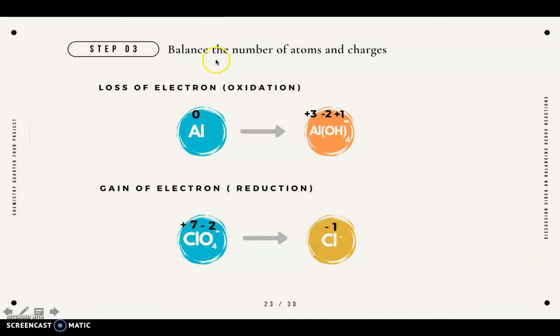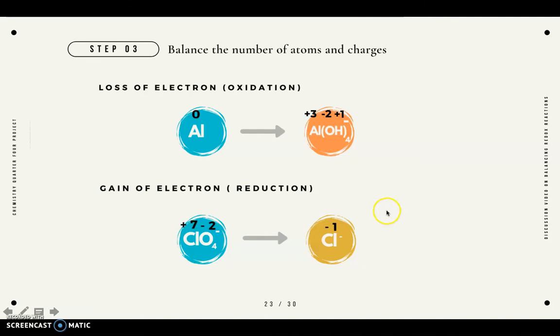Step 3. Balance the number of atoms and then the charges. First, we will balance all the elements other than hydrogen and oxygen. Looking at the oxidation half reaction, there is one atom of aluminum on the left side and one on the right. Hence, it is already balanced and no further balancing is needed. For the reduction half reaction, there is only one atom of chlorine on the left and one chlorine on the right. So, since all the other elements are already balanced, we will proceed to balance the oxygen atoms.